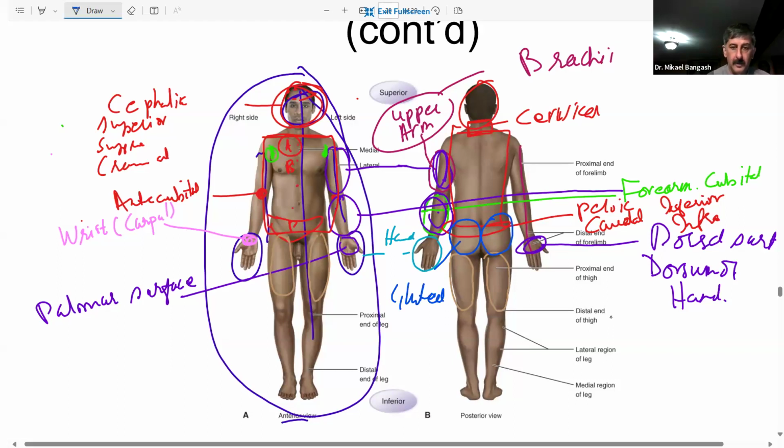Pretty much, the buttocks is going to be the gluteal. We already said forearm. This is the forearm, whether you look at it on the front or at the back, it will be your forearm.